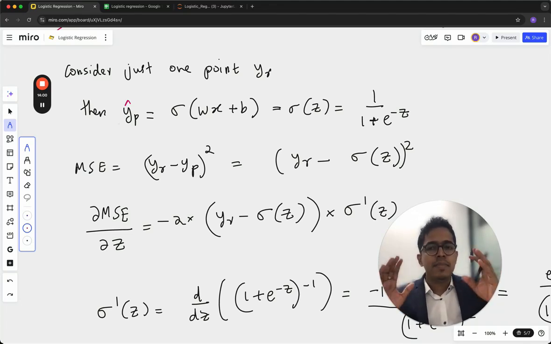So here, imagine that in the case of logistic regression, where the output is of the form 1 by 1 plus e raised to minus Z, where Z equal to Wx plus B. So W and B are the parameters that we are trying to optimize.